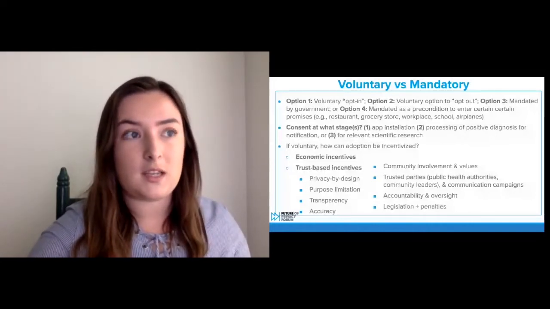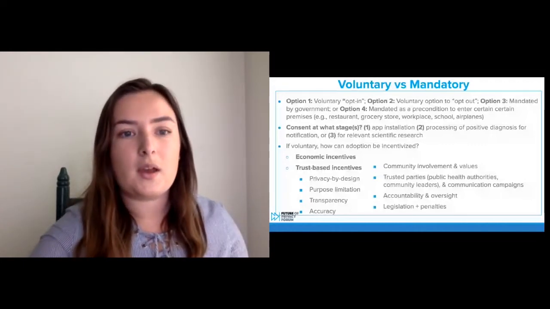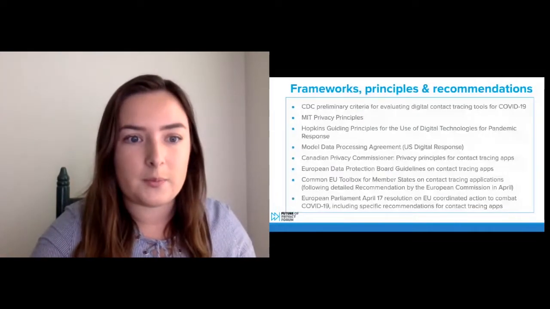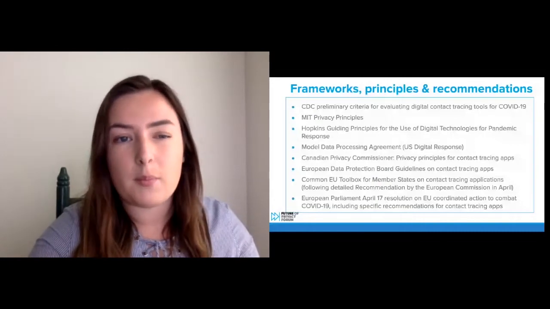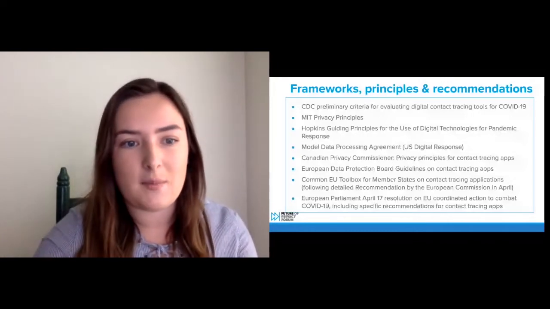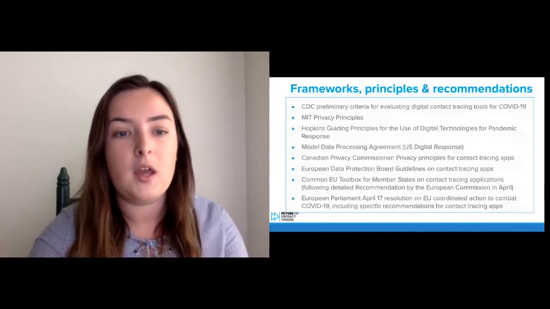These are all the issues that we need to be focusing on. I'm going to skip over this because I really don't want to take too much time, but even though it's an early stage, there are so many principles emerging from different sources. CDC have put out a really quite brief set of principles of criteria for evaluating digital contact tracing tools. There are the MIT principles. Hopkins guiding principles are really, really useful and cool.